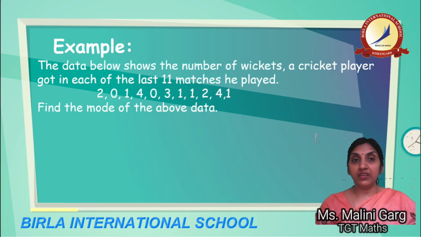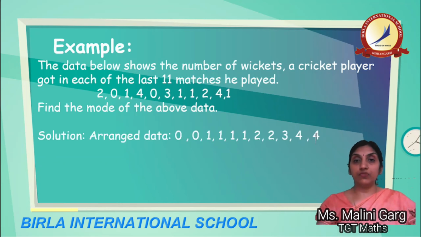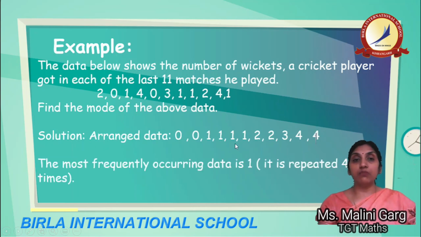As you can see on screen, the data is given for the 11 matches played by a cricketer. We have to find the mode of the above data. So as I told you, first arrange the data. If you can see, the data is arranged in ascending order. Now you see the observation 0 is repeated 2 times, the observation 1 is repeated 4 times, 2 is repeated 2 times, 3 1 time and 4 2 times. The observation repeated the maximum number of times is 1. Hence the mode of the given data is 1. Mode may or may not be one among the data.